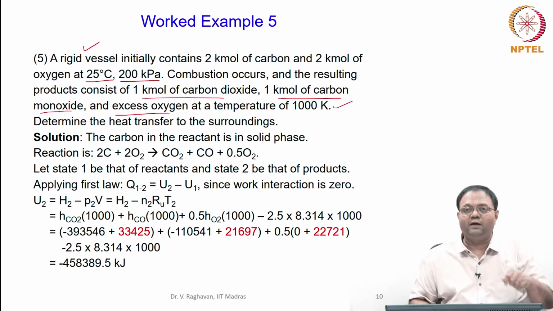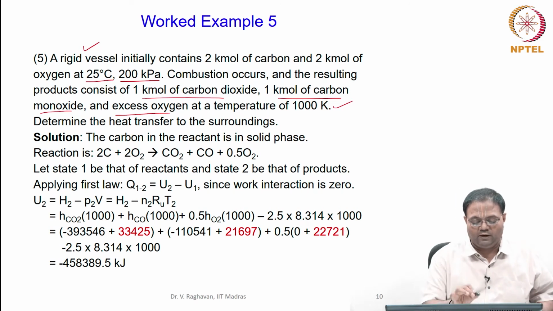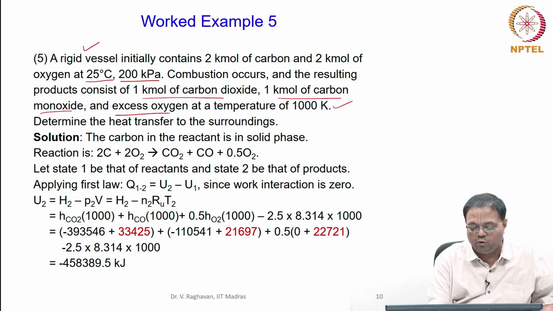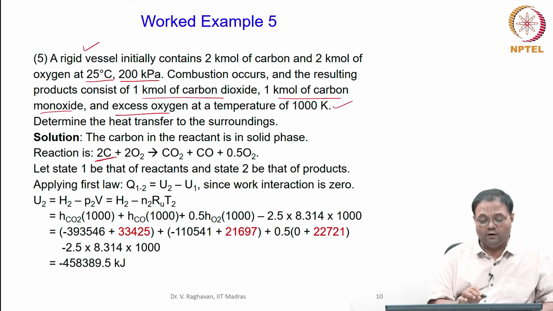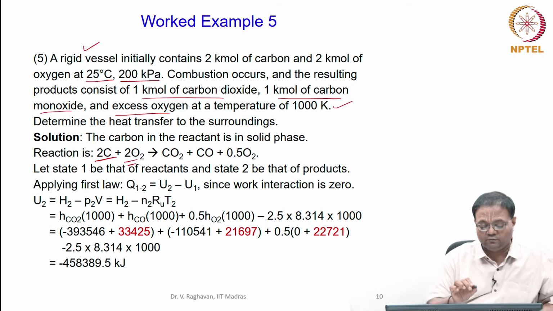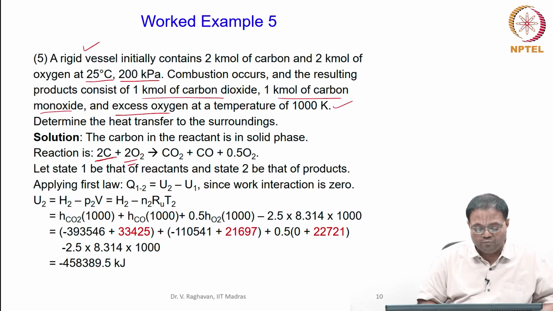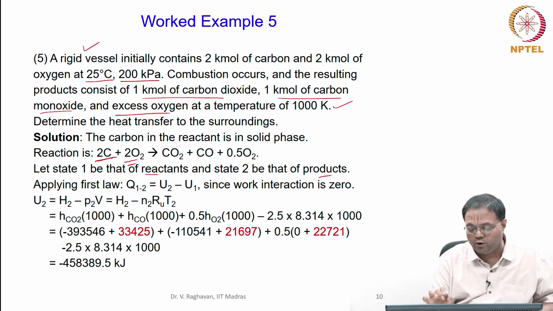Please understand that this same problem we have done already in the stoichiometry. Now, we are trying to calculate the heat transfer. The product contains CO2, CO and O2. But if you take the reactants, carbon is in graphite state, that is solid state, and oxygen is in gas state. We have already seen that. So, state 1 is the reactant state and state 2 is the product state.